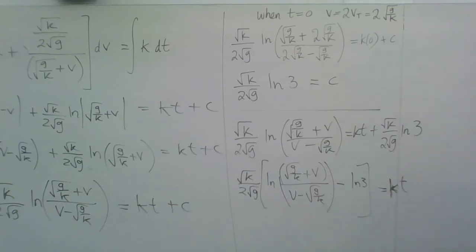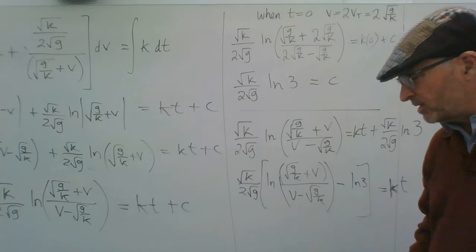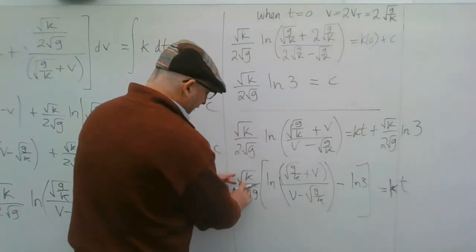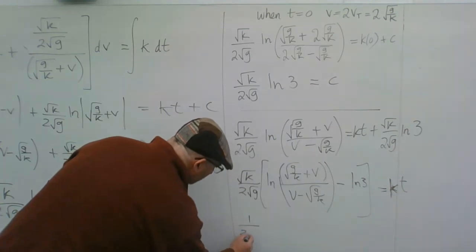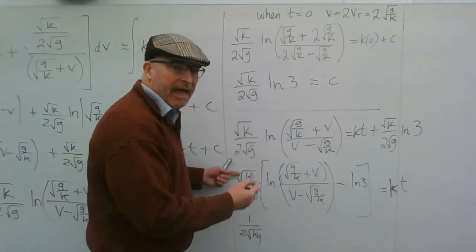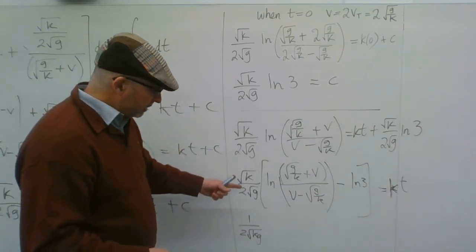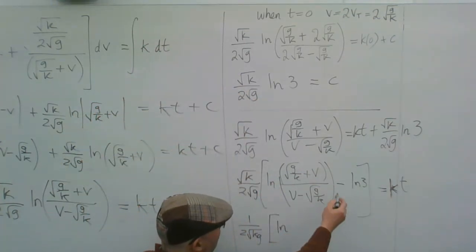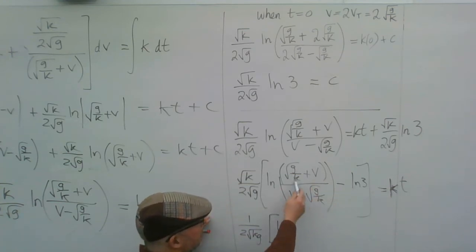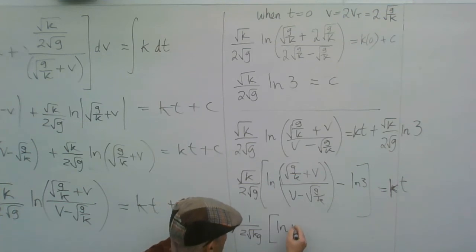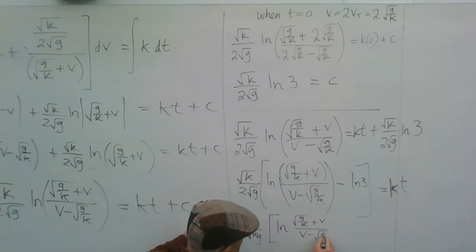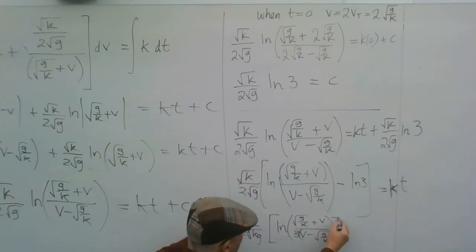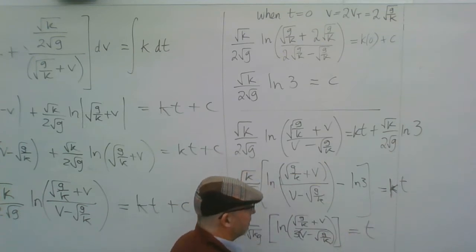Okay, so I should probably divide by k as well at this point. So if I divide by k, this will be like 1 on 2 root kg, because root k divided by k is 1 on root k, and I've already got a root, so that'll be that for there. And this is the natural log of, and I divide by 3, so it's this divided by 3. So it's the natural log of root g on k plus v on v minus root g on k, but this is times by 3 in there because it's divided by 3, and that's just equal to t.